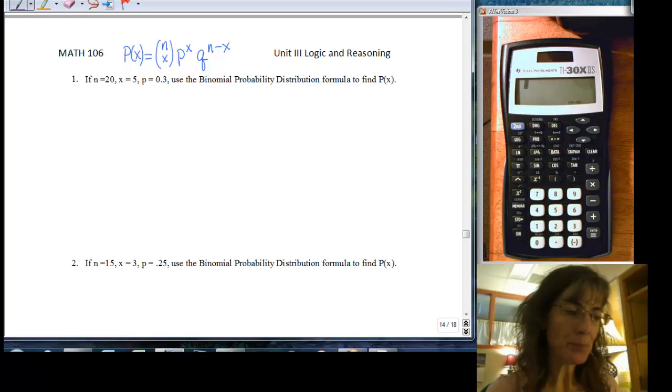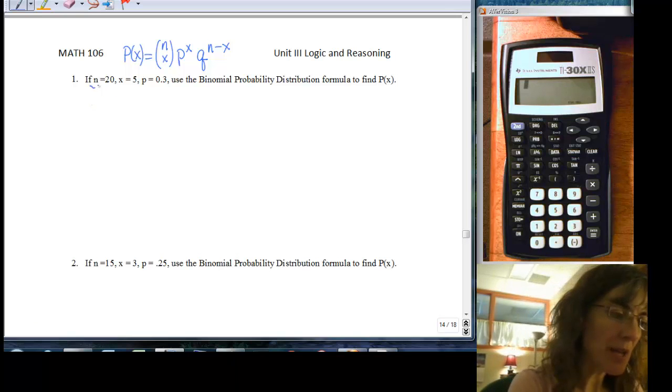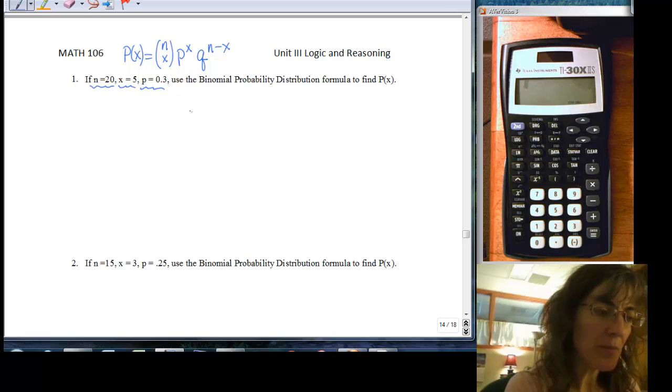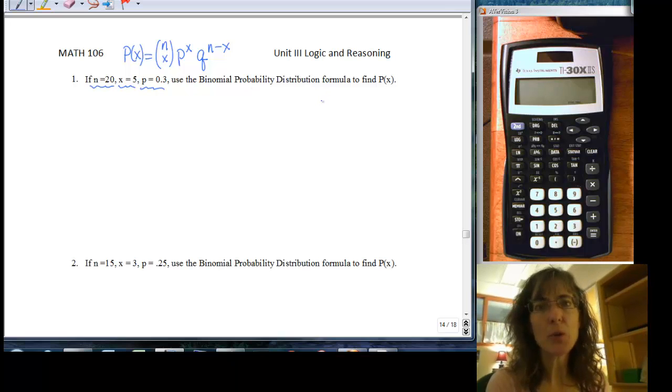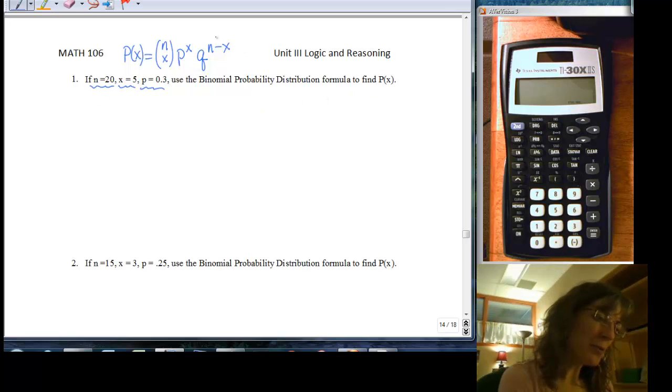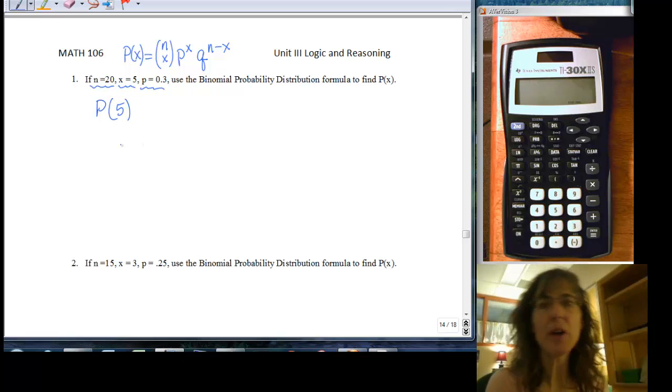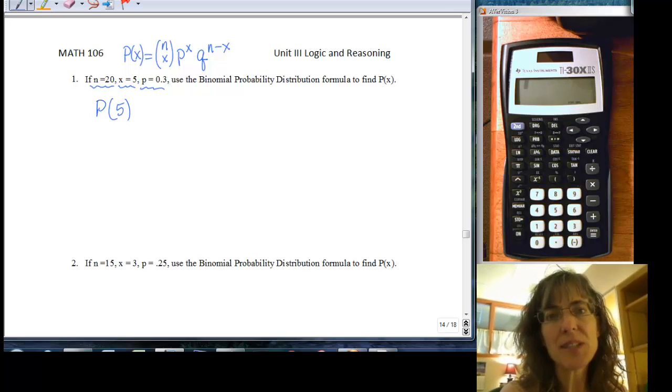So problem 1. If I have n equals 20, x equals 5, p equals 0.3, and then I'm asked to use the binomial probability distribution formula to find P of x. I wrote the formula up above, so I'm looking for P of my x is 5, so I'm going to put 5 there. Remember, that means the probability of 5 successes.